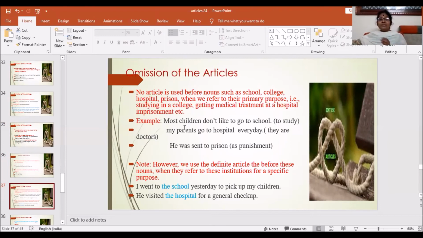For example, say most children don't like going to school. That is where they go to study. He was sent to prison. That is where generally we send someone as a punishment, right? However, we use the definite article the before these nouns when they refer to these institutions for a specific purpose.